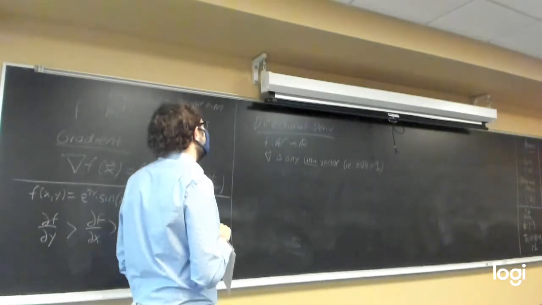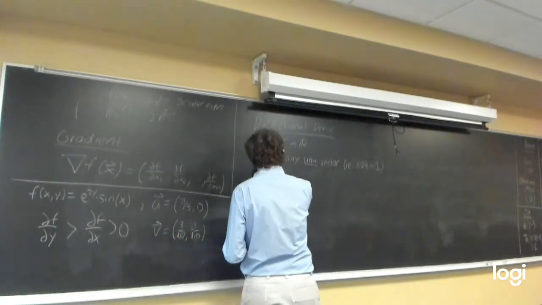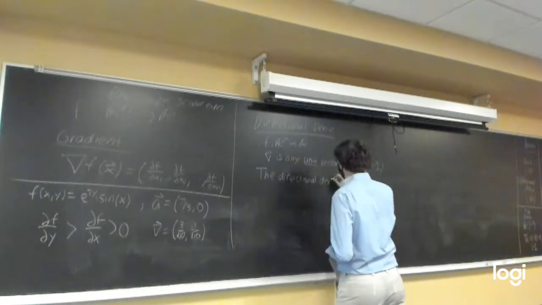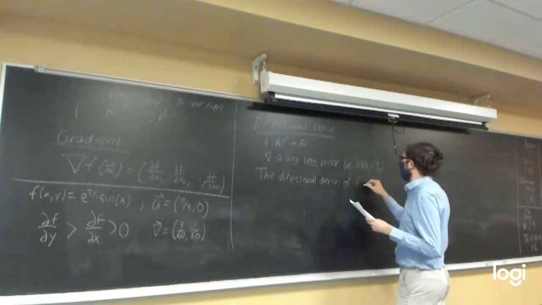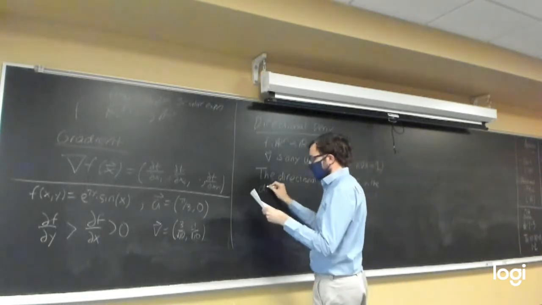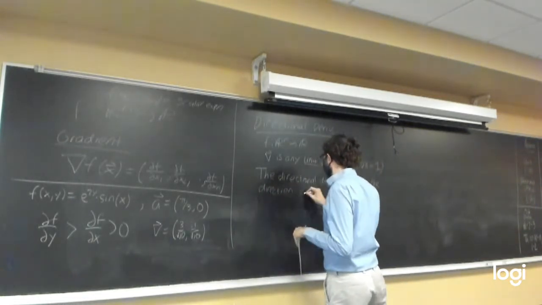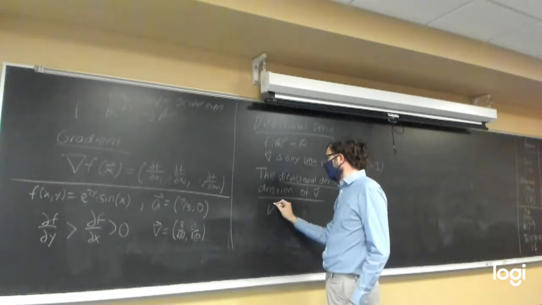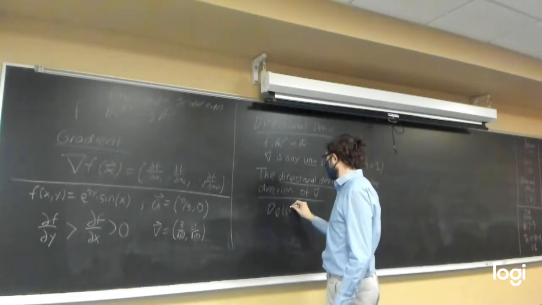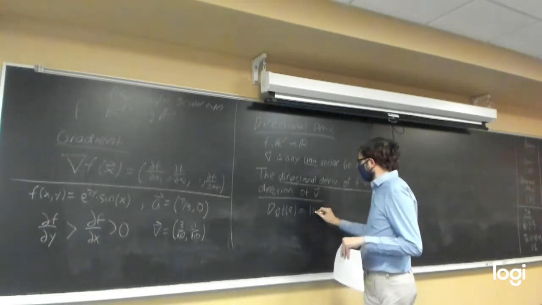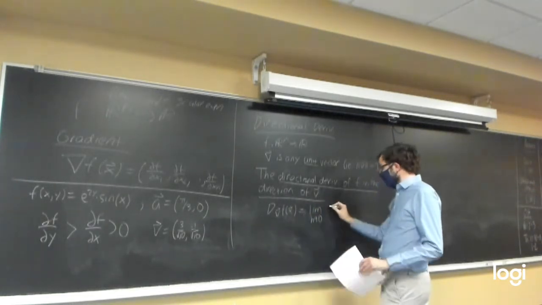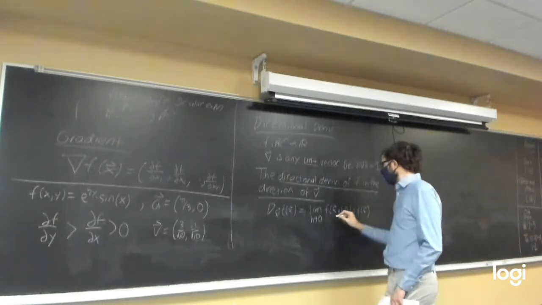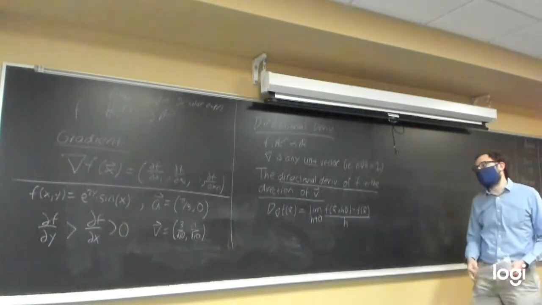So, if you have a function from Rn to R, and v is a unit vector, then we can say that the directional derivative of a function f in the direction of that vector v is going to be an expression that we define by d sub v of f of x, which is going to be a limit as h goes to 0 of f of x plus h times v minus f of x, all divided by h.